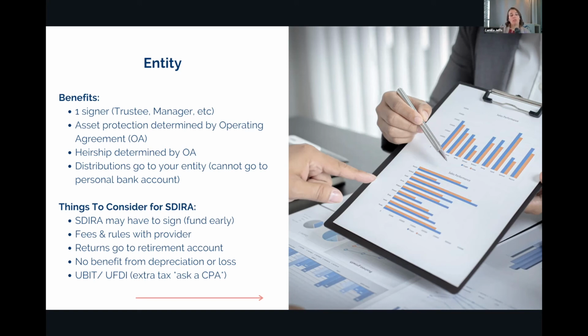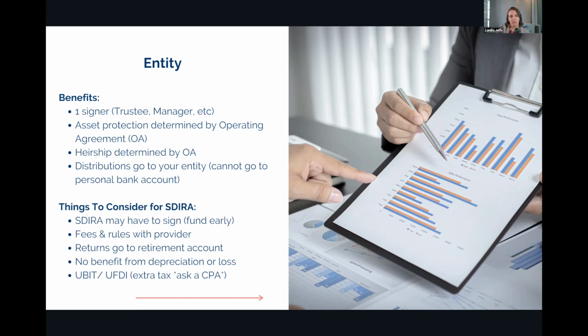Remember, returns are going straight to the retirement account. We don't want you touching that money at all, so we can protect all of those tax benefits that you get by having a self-directed IRA. So the returns will flow directly to the retirement account. You will never see them in your own bank account.